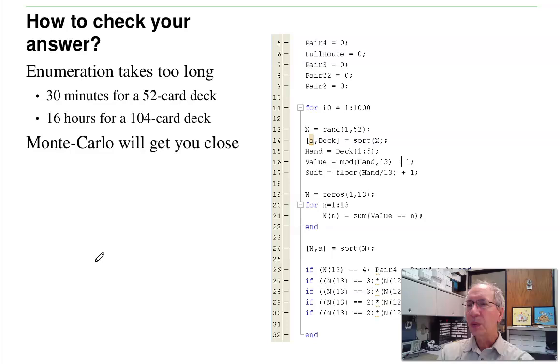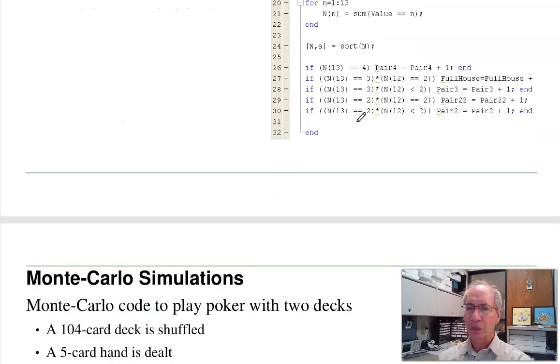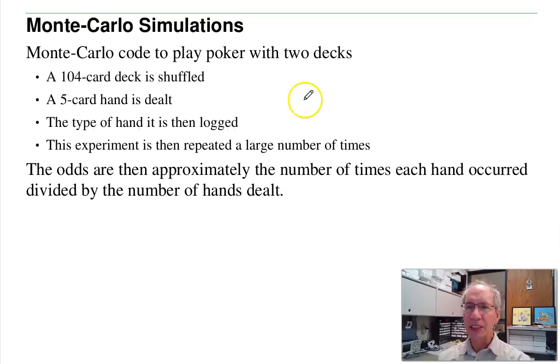So with Monte Carlo, I'm going to take the previous program, and instead of shuffling 52 cards, I'm going to shuffle 104. I'll take a 104-card deck, shuffle it, deal out a 5-card hand, and then determine what kind of hand that is and count. Is it a 4 of a kind, 3 of a kind, 2 of a kind, and so on. The odds then will be approximately the number of times each hand has occurred divided by the number of hands dealt.